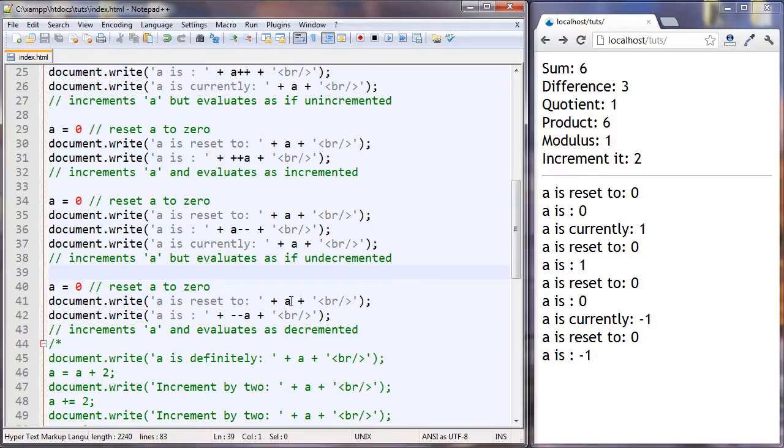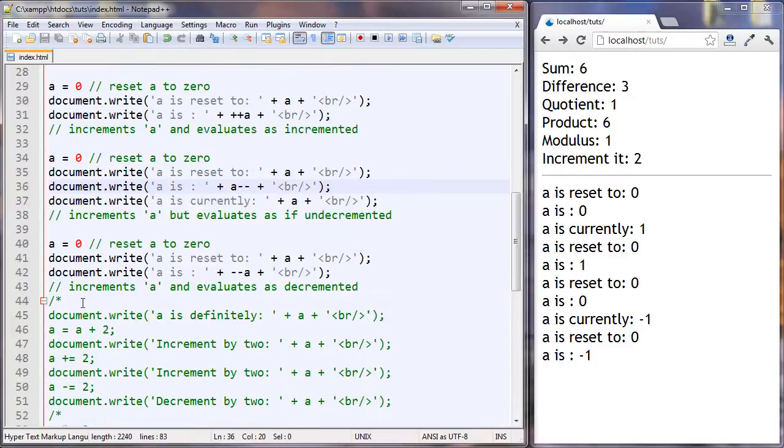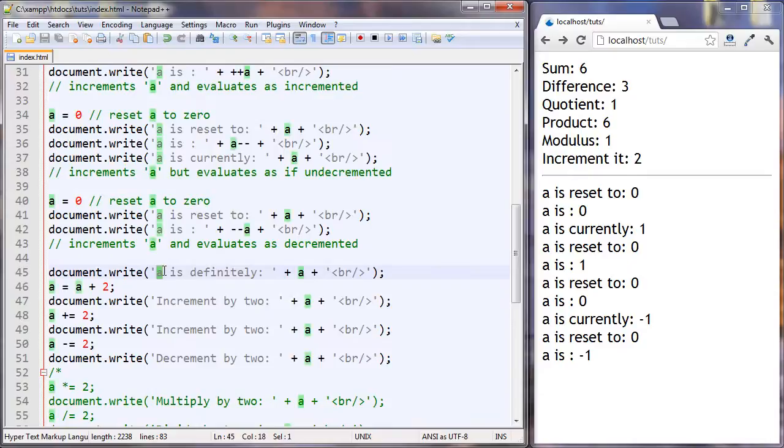So same thing. First, because we have this minus minus in front, it's going to decrement itself. It's evaluating to the new value, which is 1 less. Okay, remember we reset it to 0, and then we output it. It's -1. Here it was 0. Okay, so very similar to the one before. Here, this is not really necessary. We're just checking the value of a, and then a is set to a plus 2.